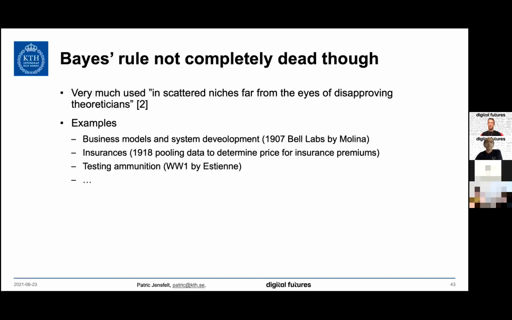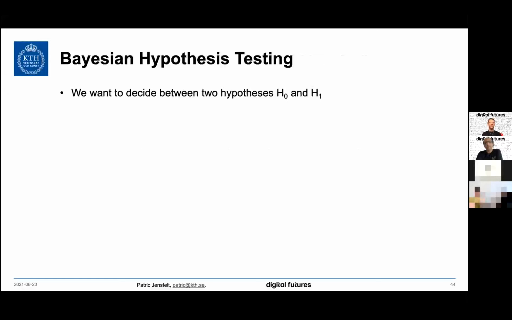It was also used in ammunition testing during World War I, where they realized that using the frequentist approach, where the protocol said test 10% of all the ammunition, and based on how many bad cartridges you find, discard the ammunition or not, was a quite expensive way of testing. So people started using Bayesian hypothesis testing instead.